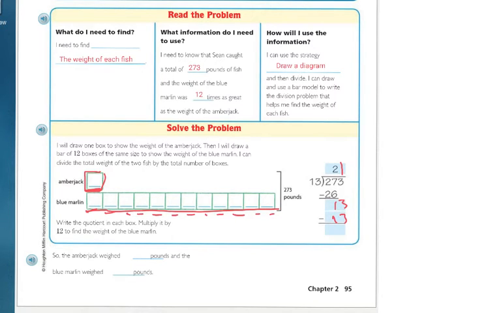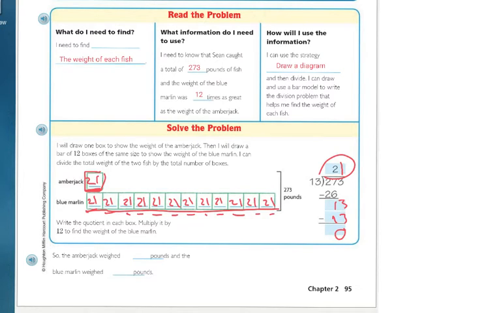And then I'm going to subtract. 13 from 13 is 0. So the answer is 21. That means I'm going to have 21 in each of these boxes. Okay, because 21 times 13 is going to give me the 273. So let me finish writing 21, 21, 21, 21, 21.